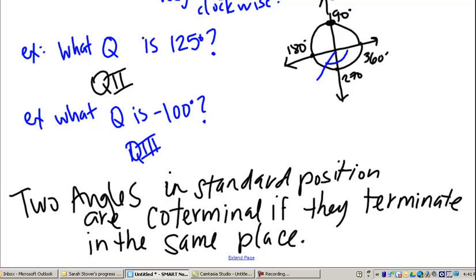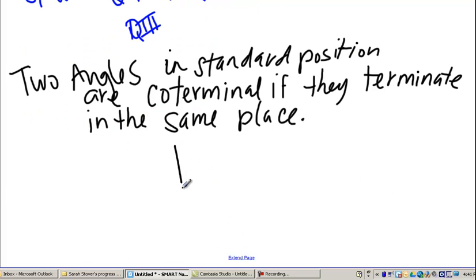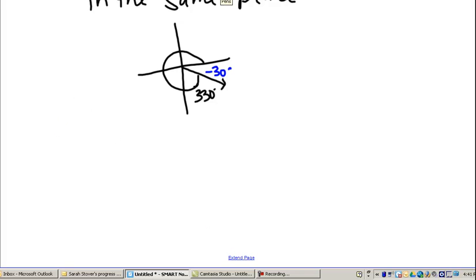Okay? Which all that is saying is if I have an angle, this is 330. It is coterminal with an angle that is negative 30 degrees. Okay? So that's all that that's saying. They're the same angle, they're just different numbers.